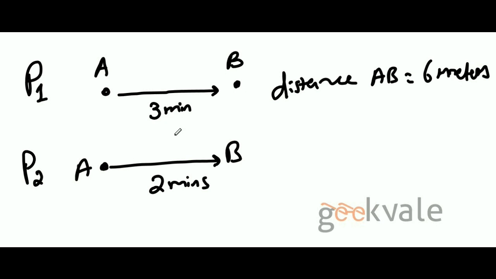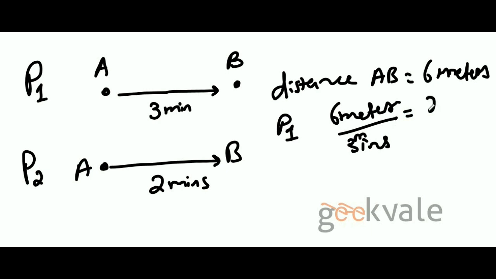So I can say that person 1 is covering 6 meters in 3 minutes. In other words, I can say this person is covering 2 meters per minute. That would be the rate of movement for this person, person 1.